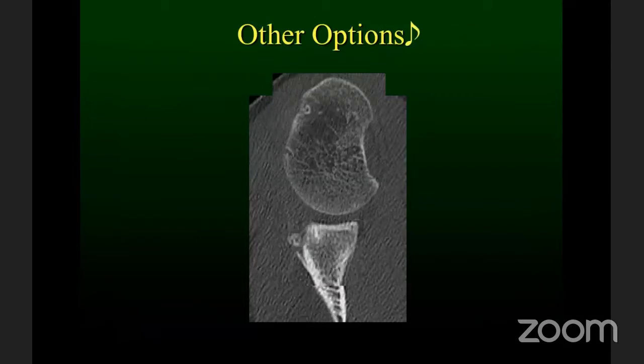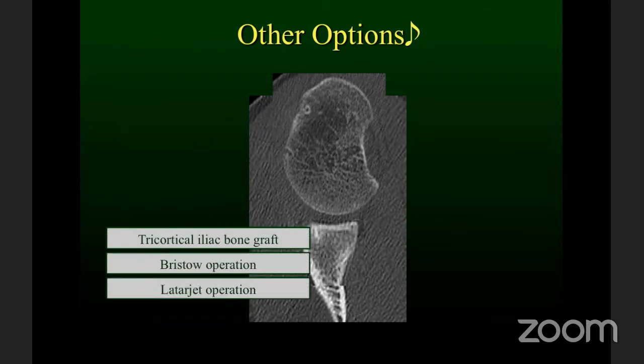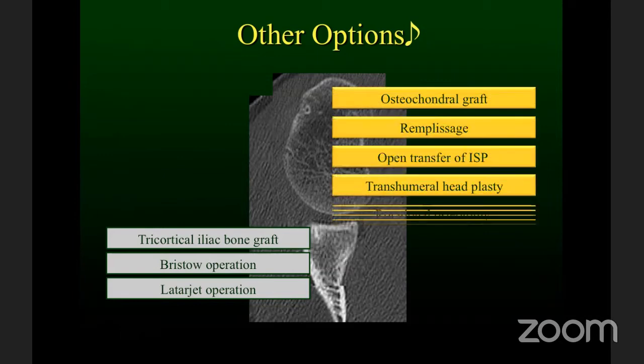So what are the other options to treat this kind of Hill Sachs lesion? The commonest one when you're dealing with bone lesions is a tricortical bone graft, maybe a Bristow or Latarjet type of procedure. On the humeral side, you can do an osteochondral allograft, which I don't have any experience with. Ramplissage is done very commonly. The open transfer, I have done in a few cases. Transhumeral headplasty, I don't have any experience. Or rotational osteotomy, I also don't have any experience.